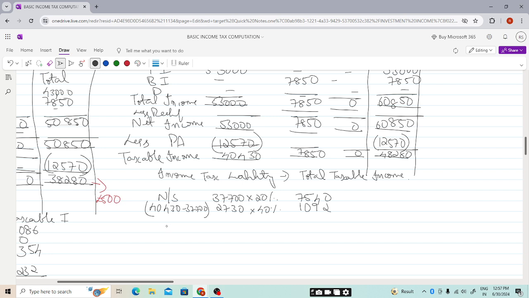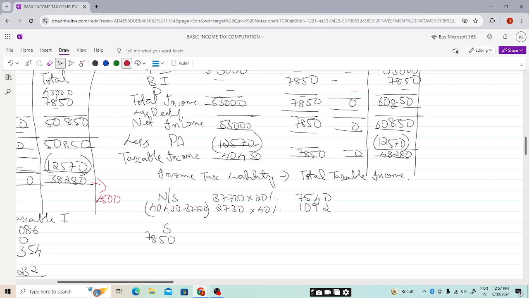Now done with saving, non-saving. Now we'll be moving to the saving income. Saving income, we have saving income of 7,850. So 7,850, first we need to see the 5,000 pound rule. As our non-saving income is in excess of 5,000, the first 5,000 rule will not be available for the saving income. Then we need to see any nil rate band for the saving income.